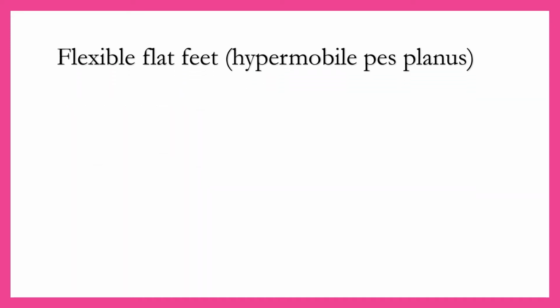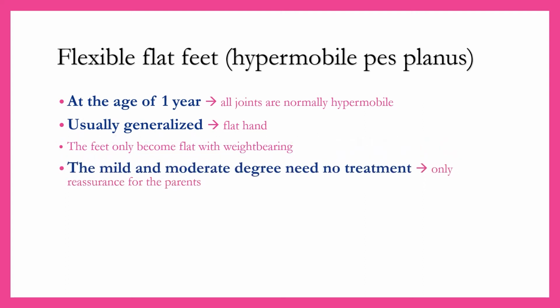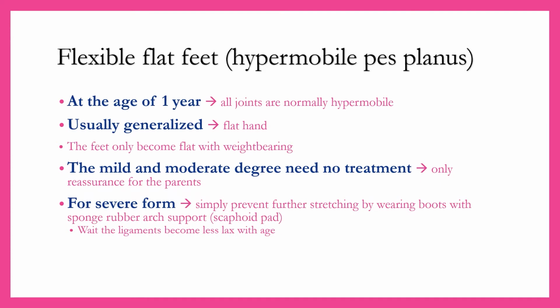For the flexible flat feet, at the age of 1 year, all joints are normally hypermobile. It is usually generalized. We could also find flat hands, and the feet only become flat with weight bearing. The mild and moderate degree need no treatment, only reassurance for the parents. For the severe form, simply prevent further stretching by wearing boots with sponge rubber arch support or scaphoid pad. The ligaments become less lax with age.